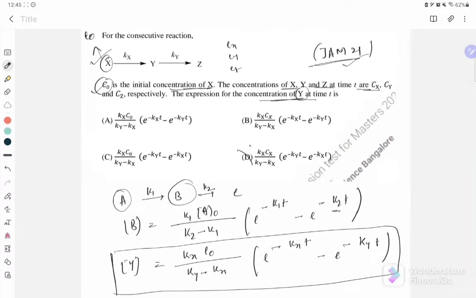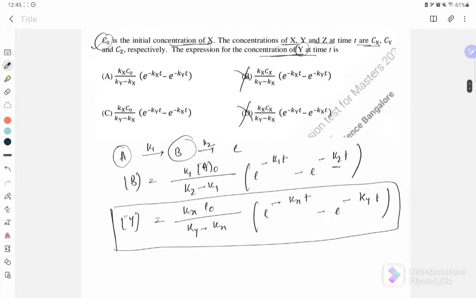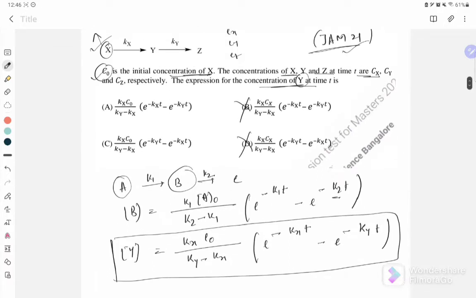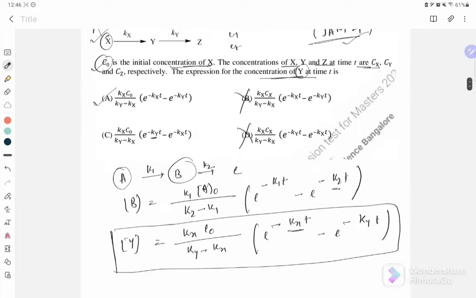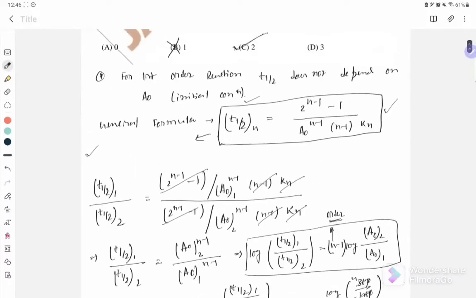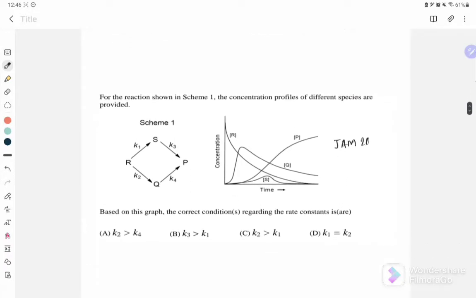So we just Cx, so these two options are not correct. Here C0, here C0. So you just need to relate e to the minus Kx t. Here you can see it's a Y, but here it starts with X. So this is our correct option A. Okay, so next question that came in JAM 20.